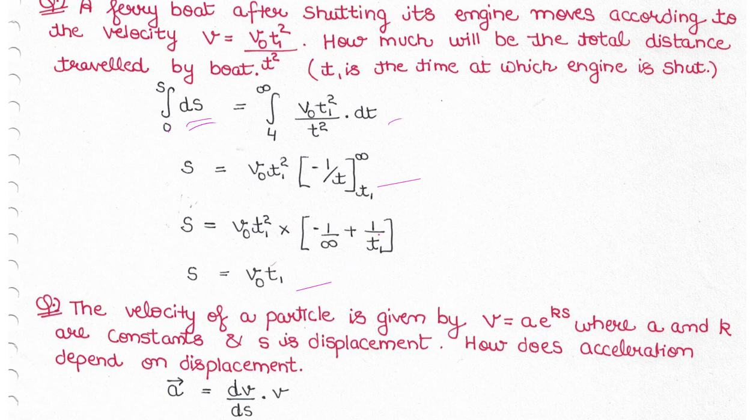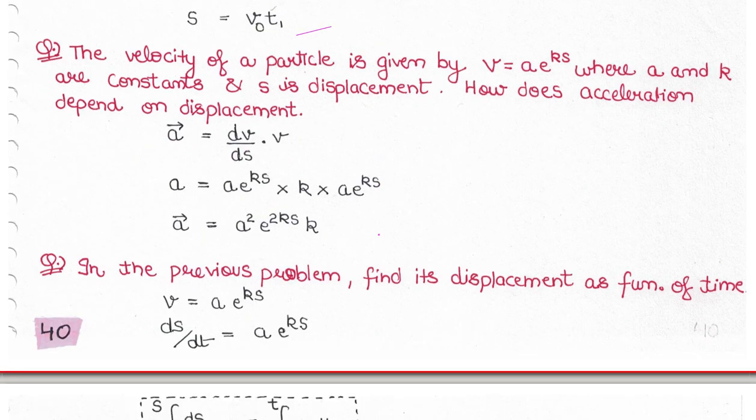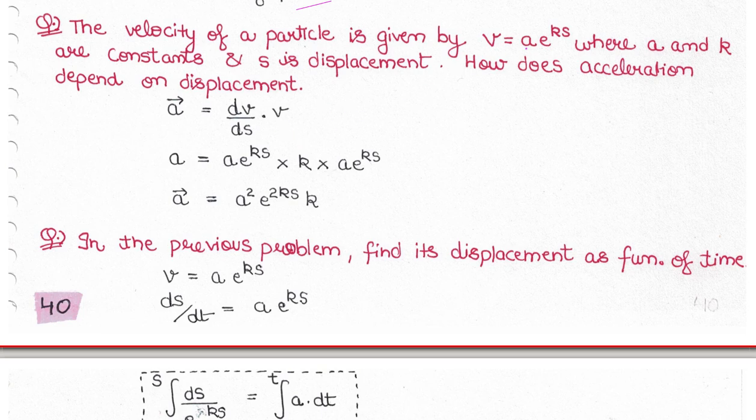and s is equal to v0 t1. Now the velocity of a particle is given by v is equal to a e to the power ks, where a and k are constants and s is the displacement. How does acceleration depend on the displacement? So a is equal to dv/ds into v, and if we put this value, we get a is equal to a e to the power ks into k a e to the power ks, or a is equal to a squared e to the power 2ks into k.